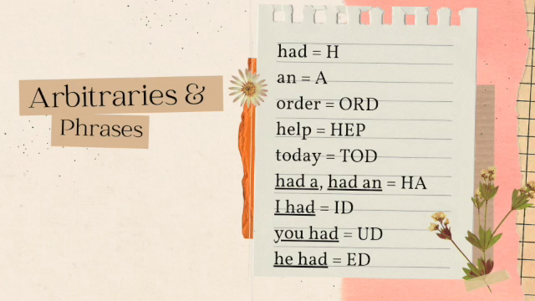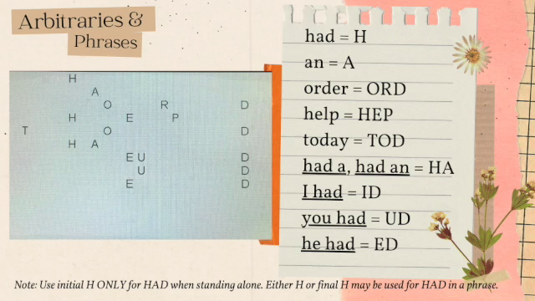Okay? And these are the arbitraries and phrases for this lesson. We have had, an, order, help, today, had a, had an. They have the same strokes. I had, you had, he had. Okay, let's look at the left side of the screen. These are the strokes of the arbitraries and phrases on the right side.